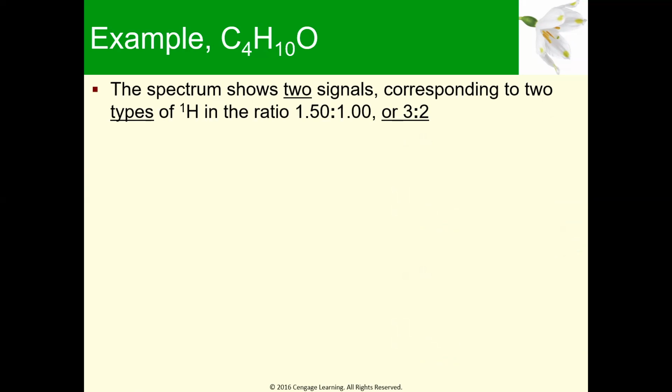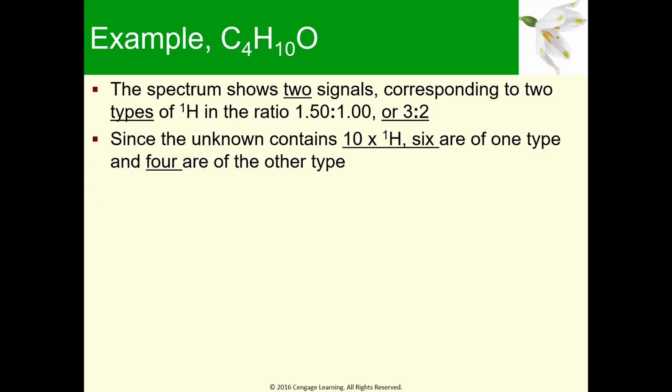The spectrum shows two signals, so there are two types of hydrogens in this compound. The spectrum shows two signals corresponding to two types of hydrogen, and they have a ratio of 1.5 to 1. But we can't have a fraction of a hydrogen in a compound, so it has to be at least 3 to 2. Furthermore, we were given the molecular formula, C4H10O. So we need 10 hydrogens.